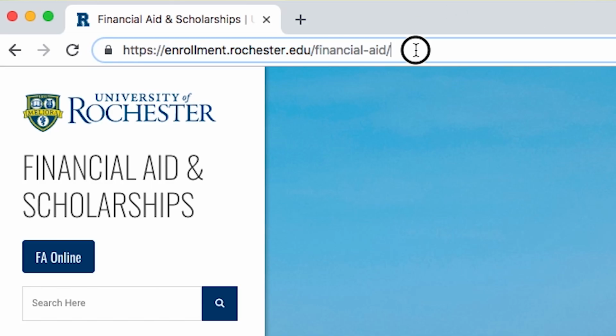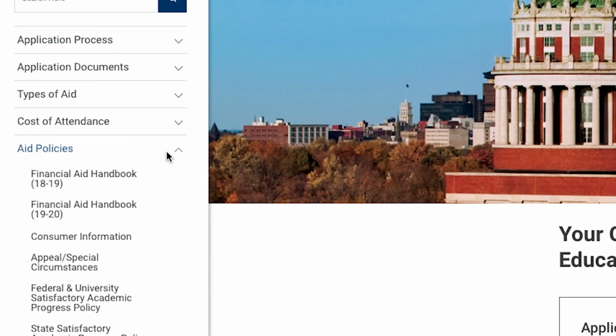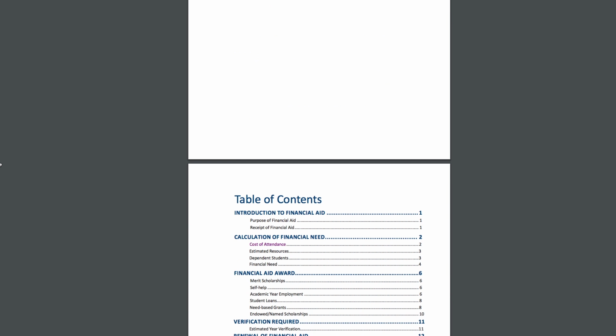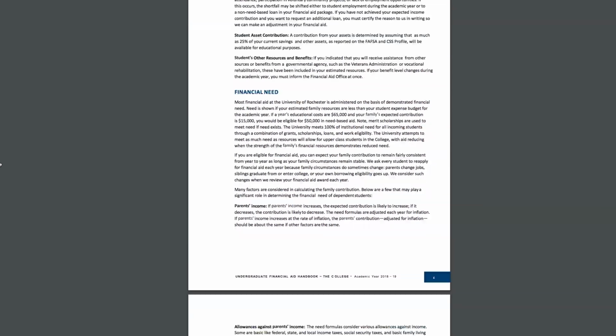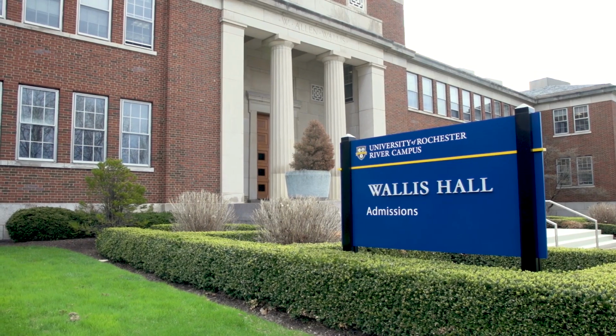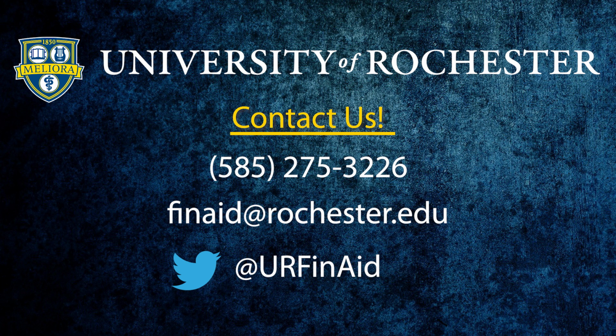With that in mind, we also encourage you to check out our Financial Aid Handbook, which lays out our broader philosophy and policies in a concise and easy to understand guide. The more you know about our policies, the better equipped you'll be to address changes and challenges as they may arise. And of course, don't ever hesitate to stop by the office or reach out to your financial aid counselor if you have questions or concerns.